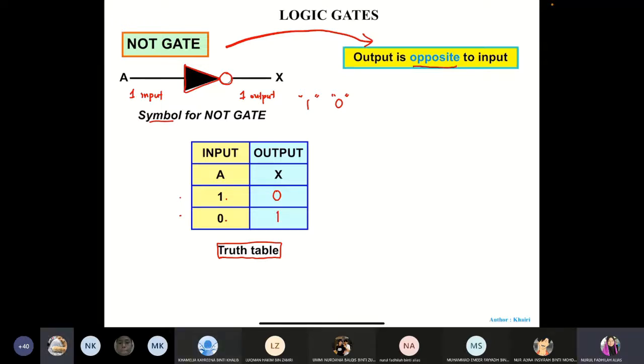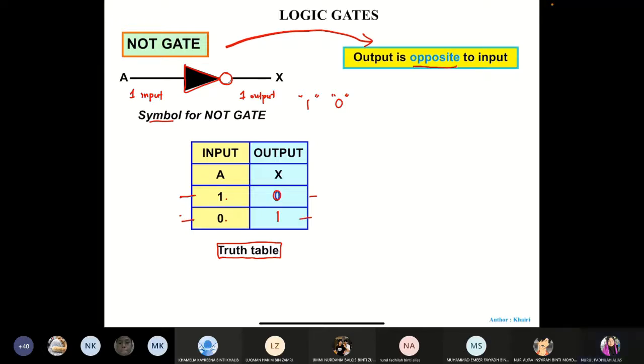So what is the opposite of 0? 1. So that means if we have this circuit, we switch on, but at the end the output is 0. Dia tak menyala. Okay, kita off, dia menyala.